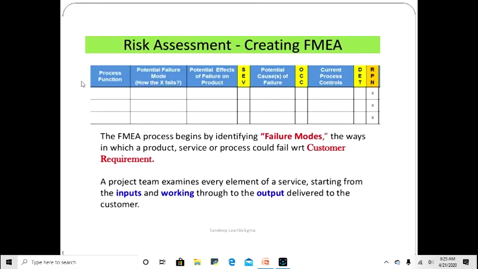Okay, so there is a chart like this, where you have the process function, process failure mode, potential effects on failure of product, severity of the risk, potential causes, occurrence, how frequently it is occurring, current process control, detection, and the RPN calculation. So this is how the chart will look, right?